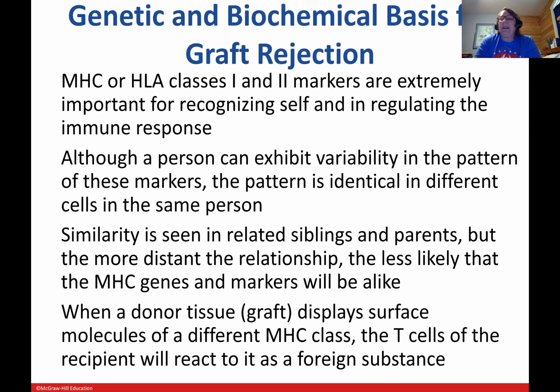Okay, so similarity is seen across family members. So the more related a person is, the more likely that a graft from that individual would be accepted by the immune system, because there's less of that non-self milieu of markers to make the immune system upset. So the more distant the relationship, the less likely that those MHC genes will be alike, and therefore the more likely that the organ is to be rejected. Okay, so when that donor tissue displays really different surface markers, the T cells are essentially going to go after it as a foreign substance, which in fact it really is.